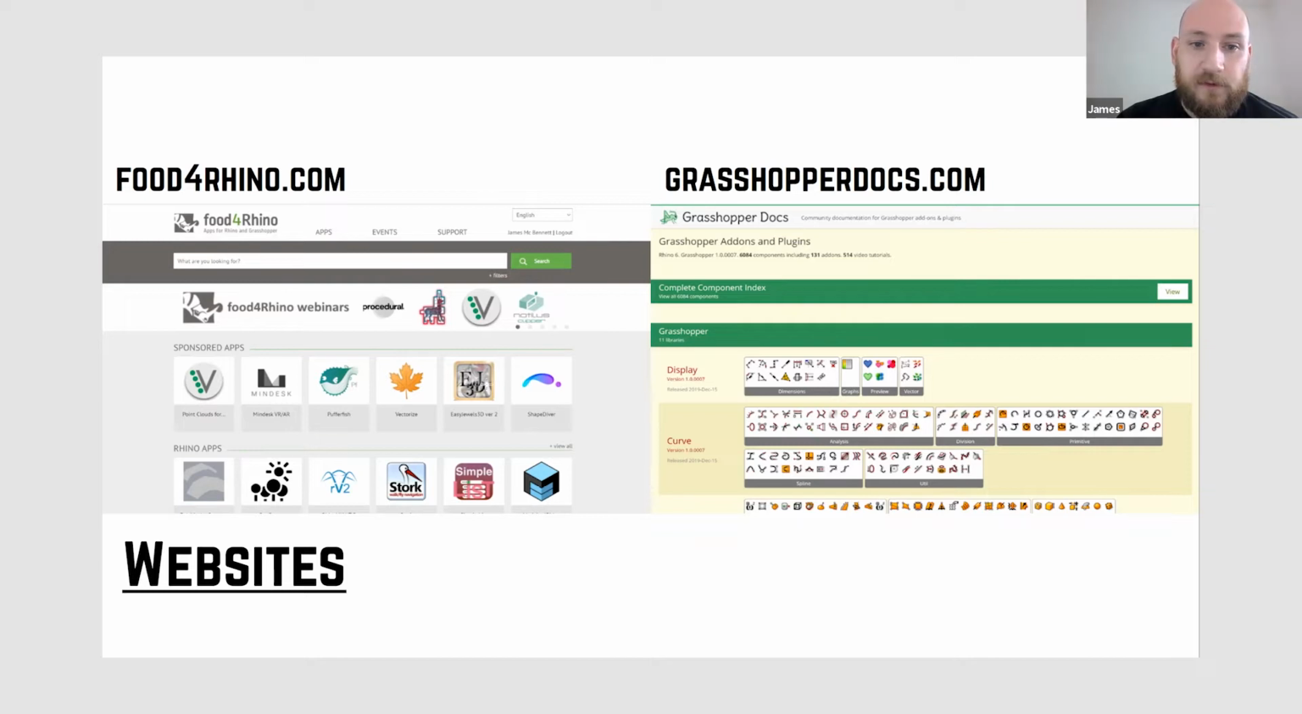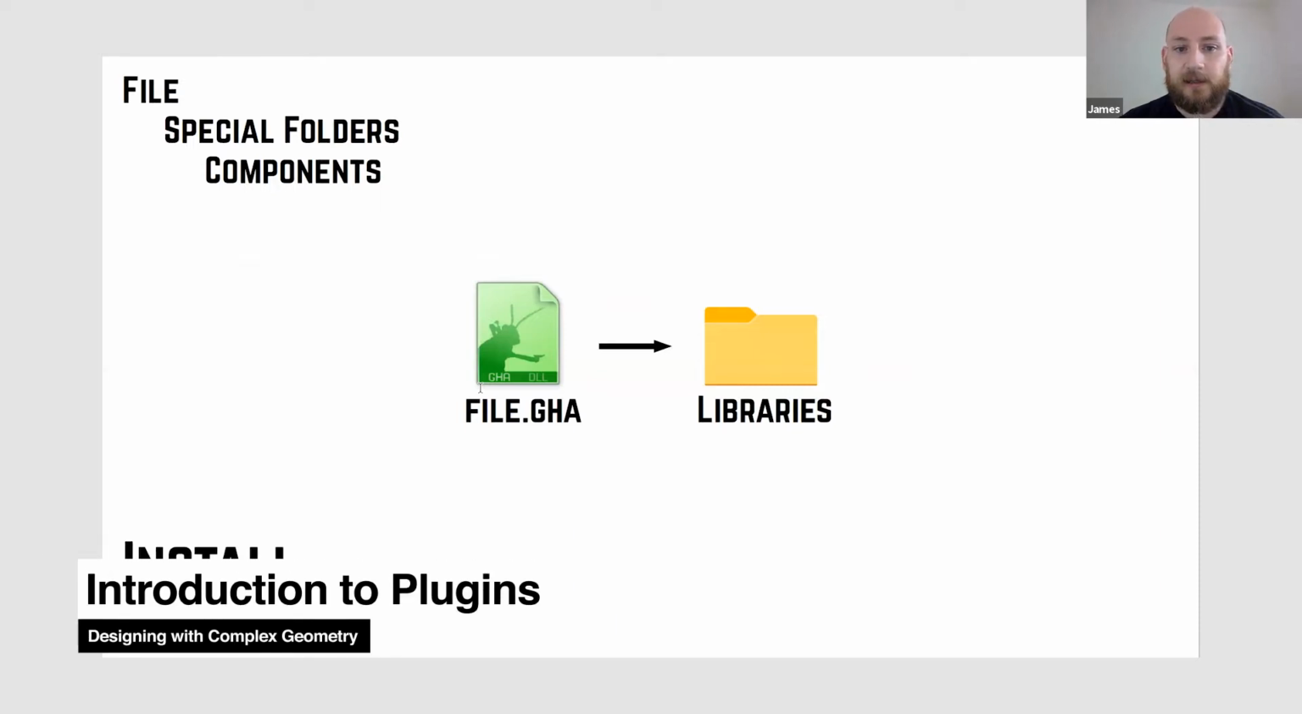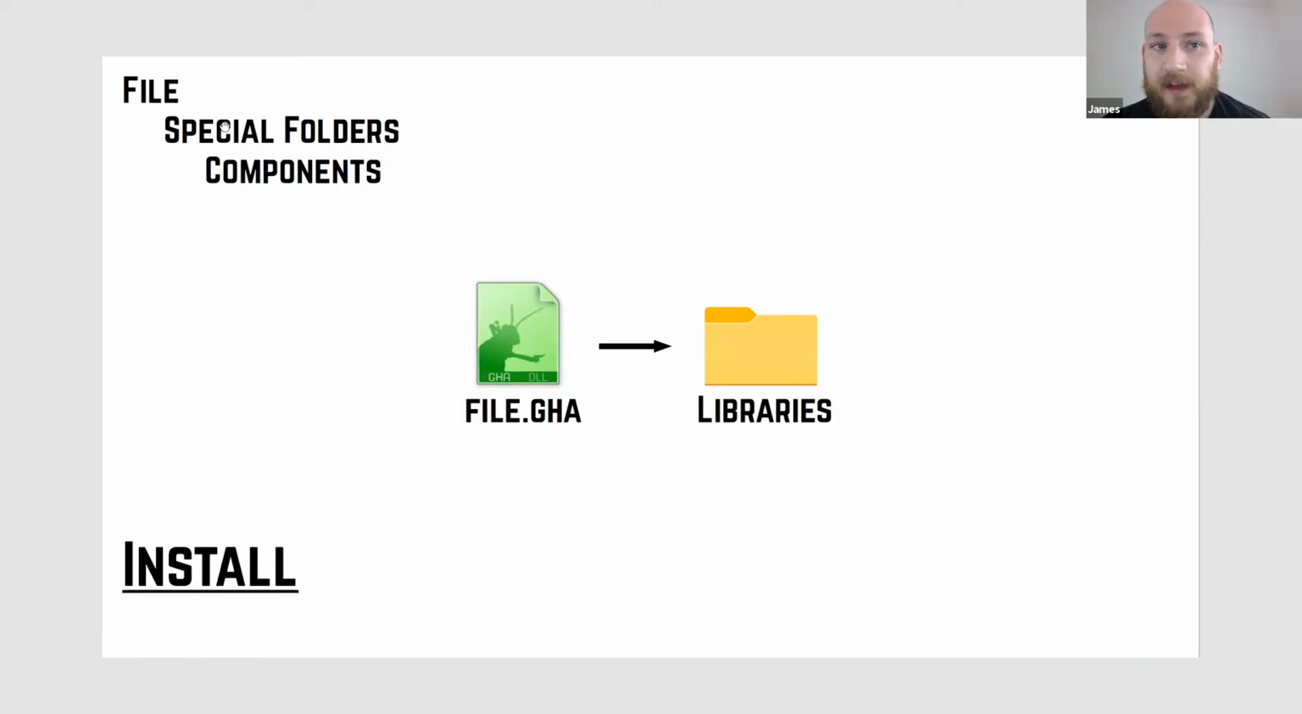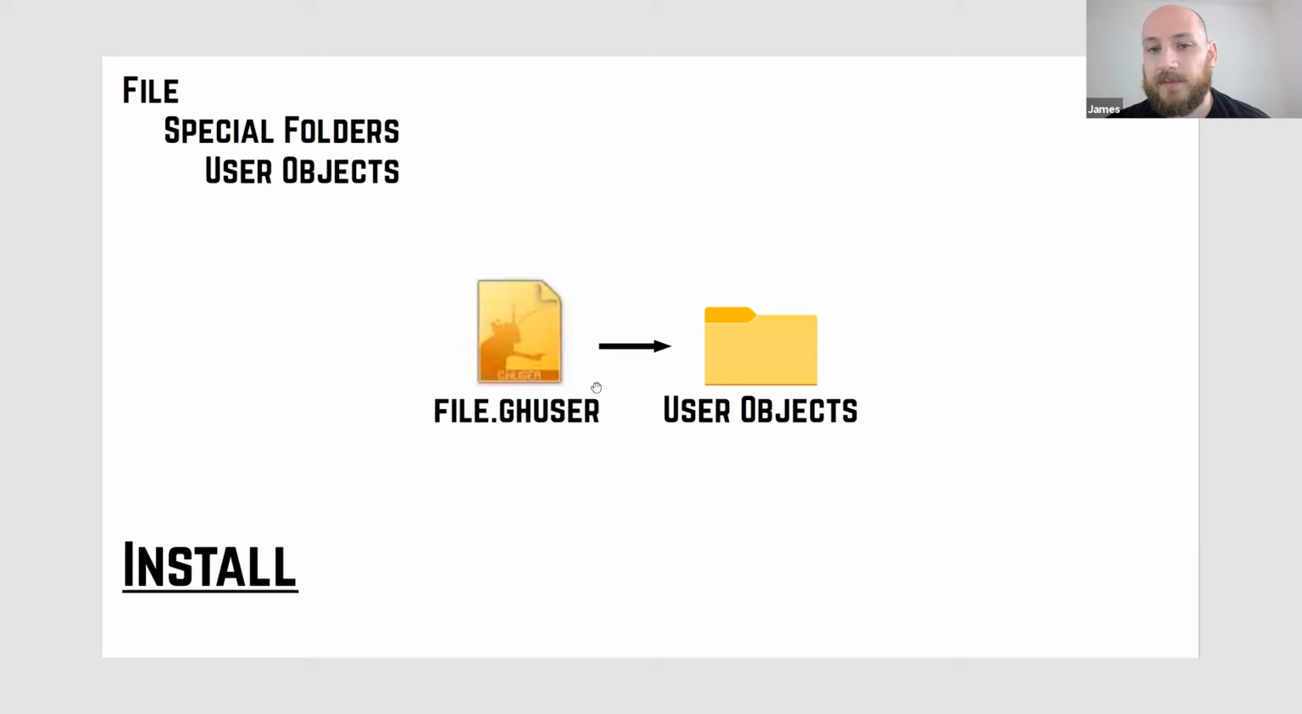For Food4Rhino, it doesn't have all the plugins, but it has most or a lot of them, because people can just make their own plugin and offer it on their own private website. But most plugins are going to be .gha files, and we're going to download one and I'll show you how to install it. We basically go from the top File, Special Folders, Components, and then that opens the Libraries folder, and you just drag or copy paste whatever your downloaded plugin is as a .gha file into the libraries. Some plugins have their own custom installers, and other ones might have this .ghuser file, and they go into User Objects. They're sort of half-built plugins or not as complete ones.